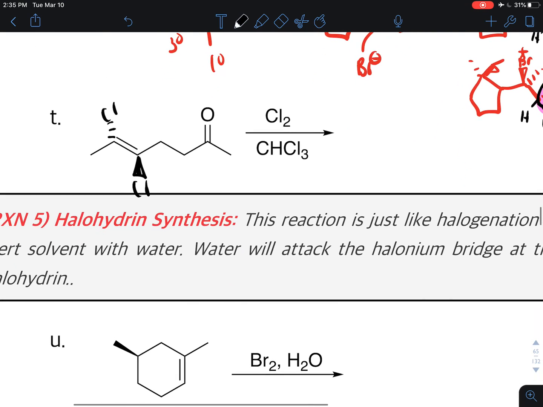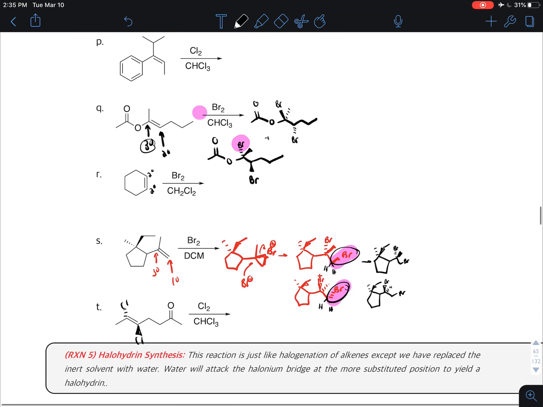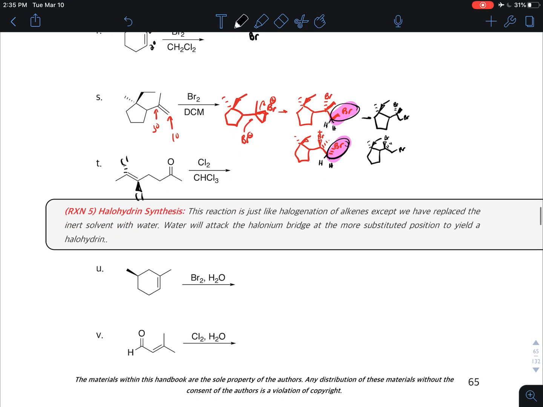All right, so the next major reaction is called halohydrin synthesis. So notice from the last reaction, which was halogenation of alkenes, we just had a halogen and some sort of inert solvent react. With halohydrin synthesis, we changed that inert solvent to now water. There's a huge consequence in doing that because the reactivity of an inert solvent, hence the name inert, is very different from the reactivity of water, and it's going to come into play here.